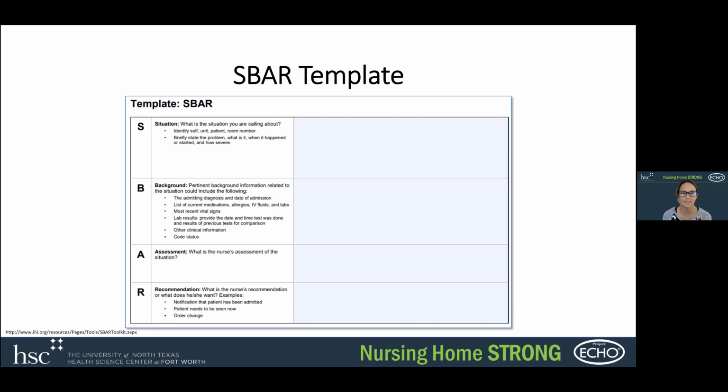Very simply, on the left-hand side is a visual of those elements that folks should include when they're communicating with providers. And then on the right-hand side is a space where they can write that down ahead of time if time permits. But again, really having that piece of information to remember exactly what to communicate each time is super helpful.